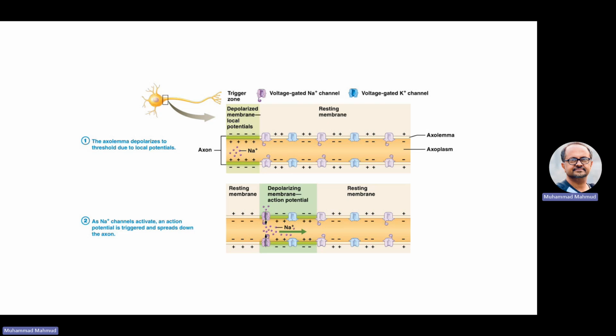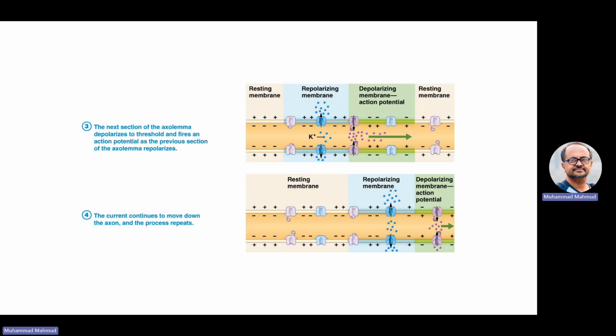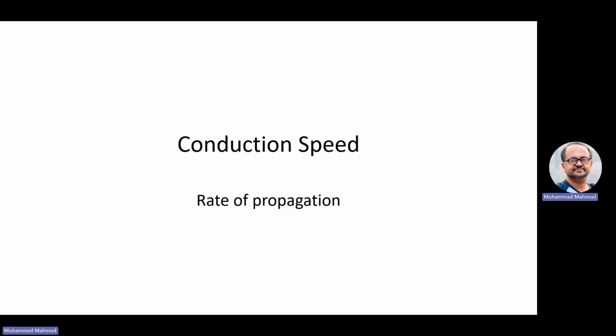As the sodium channels activate in the second area, the action potential is triggered and it spreads down the axon. So you see it is moving from left to right. It started with the trigger zone, opened up the sodium channels in the next area, and the first area becomes resting membrane potential. The second one is having the action potential. After that, it will keep going to the third zone and then the fourth zone. So it moves, it propagates. All right, so this is how the propagation of action potential happens.